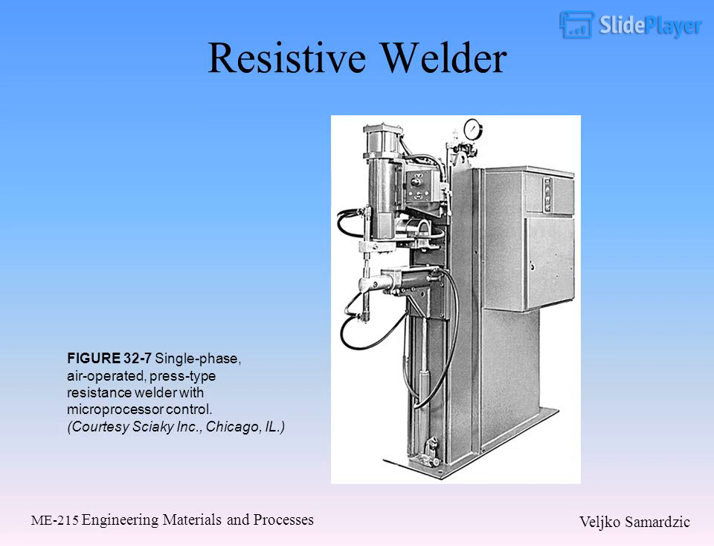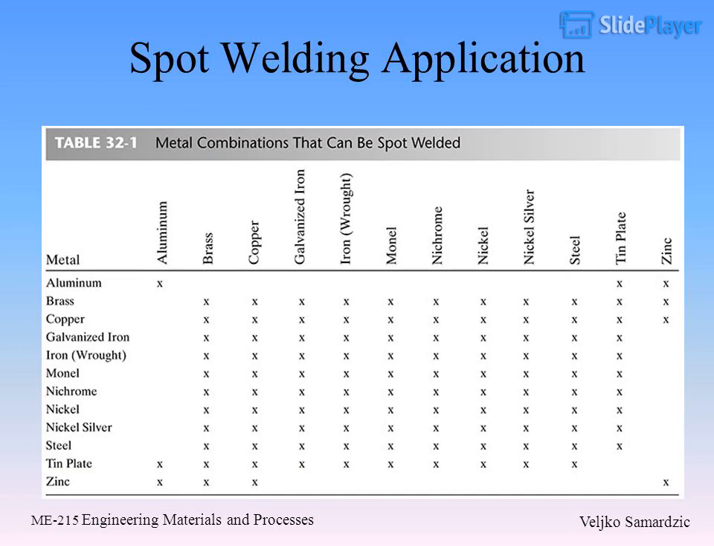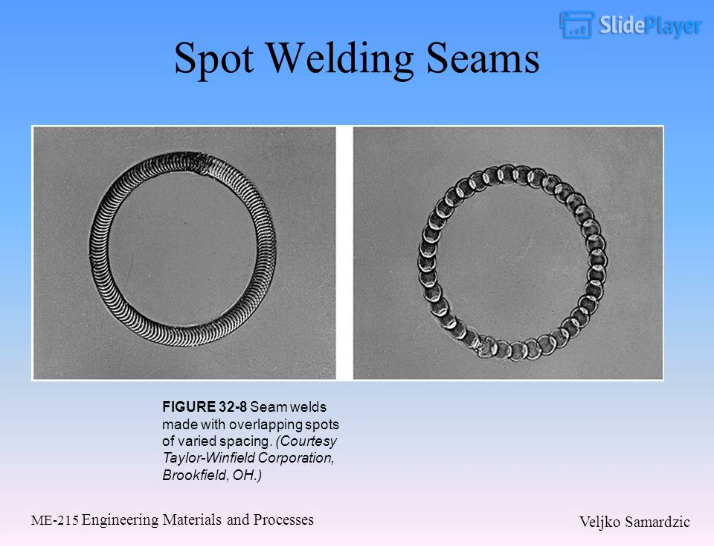Resistance welder. Figure 32.7: Single phase, air operated, press type. Resistance welder with microprocessor control. Courtesy Sayaki Incorporated, Chicago, Illinois. Spot welding application. Spot welding seams. Figure 32.8: Seam welds made with overlapping spots of varied spacing. Courtesy Taylor Winfield Corporation, Brookfield, Ohio.